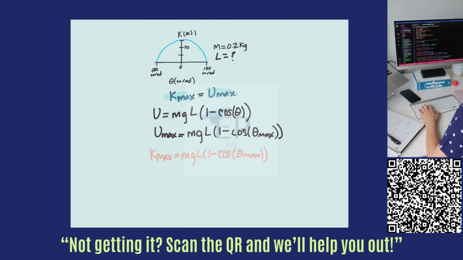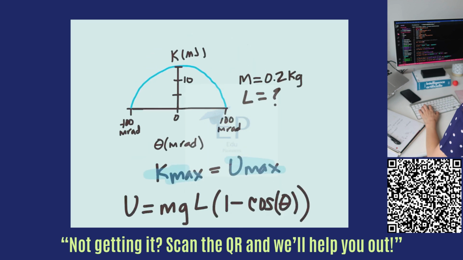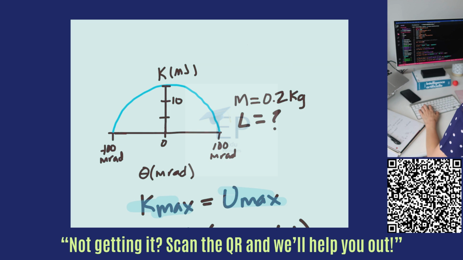From the graph, reading the graph, we get that our kinetic max is equal to 1.5 times 10 to the negative 2 joules, because in the graph here, if this is 10, then this is going to be 15. And we can also get our max theta, which is going to be 100 microrads as well.